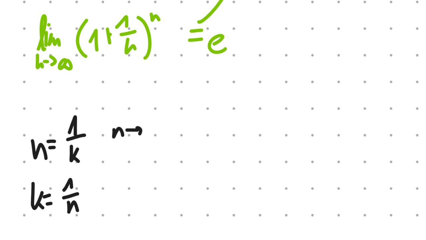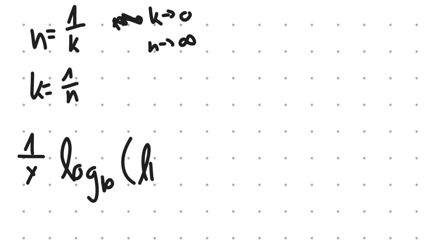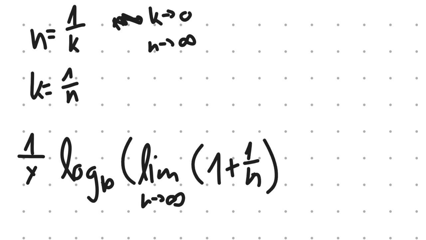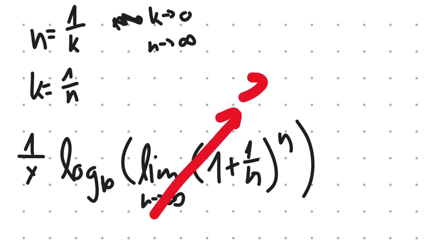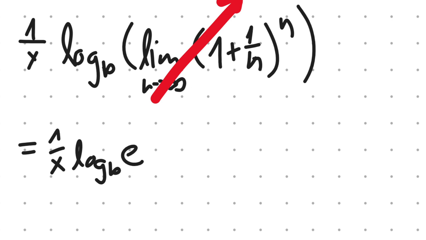So as k approaches 0, n approaches infinity. So now we can rewrite the whole expression as 1 over x times the log of b of the limit as n approaches infinity of 1 plus 1 over n to the n, because k becomes 1 over n and 1 over k becomes n. Okay, so now we have this one. And since this limit is equal to e, we can write it like this. It's 1 over x times the logarithm in base b of e.